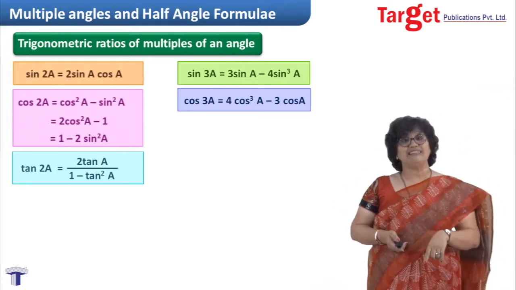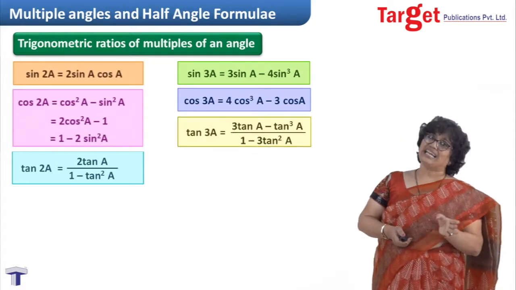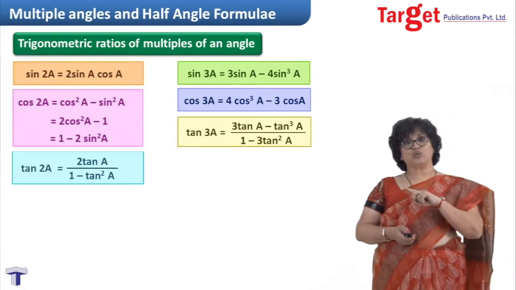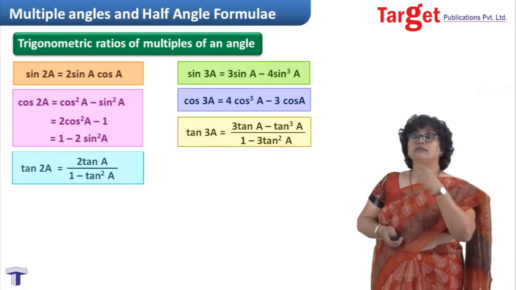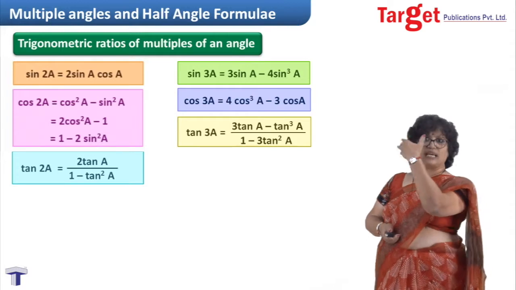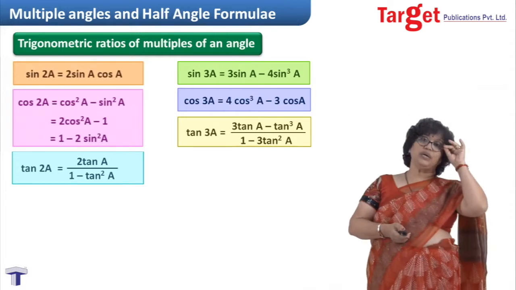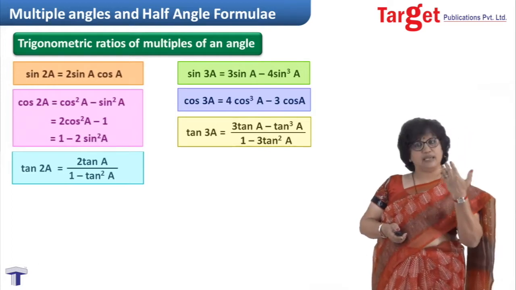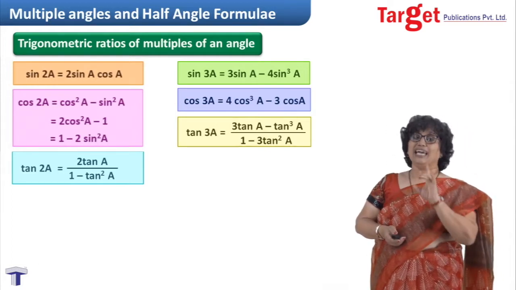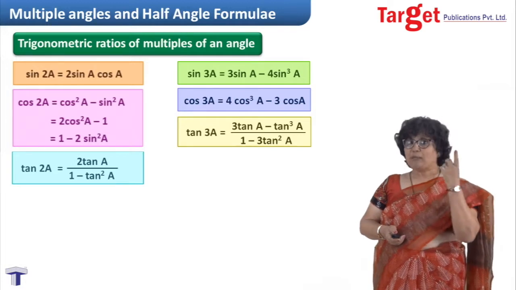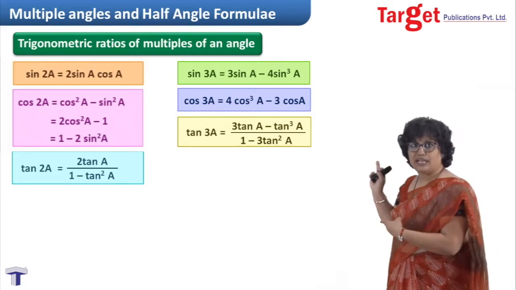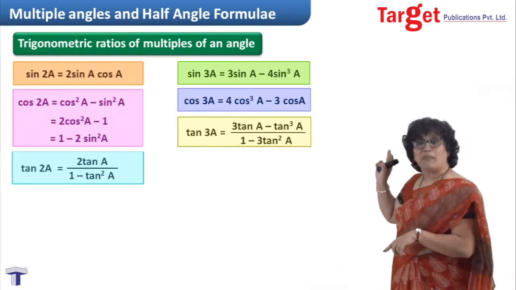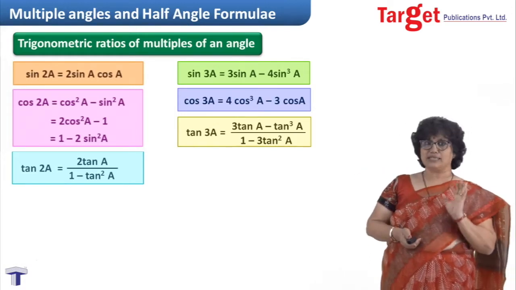Now one more, tan 3A. Tan 3A is 3 tan A minus tan cube A upon 1 minus 3 tan square A. If you want, from tan 3A, I can say the same thing about sin 3A and cos 3A also. We have seen the formulae for sin(A plus B plus C), cos(A plus B plus C), and tan(A plus B plus C). In place of B and C, you can replace A. That also will lead to the 3A formula. So tan 3A comes as 3 tan A minus tan cube A upon 1 minus 3 tan square A.